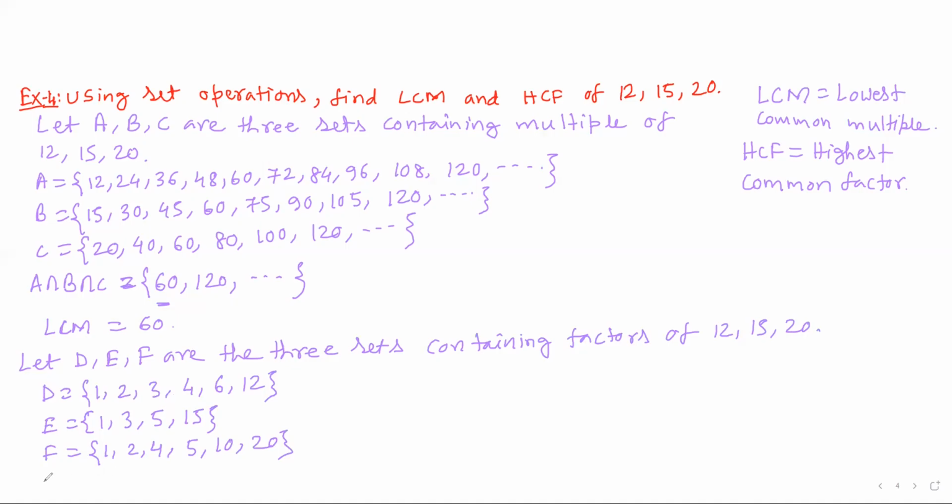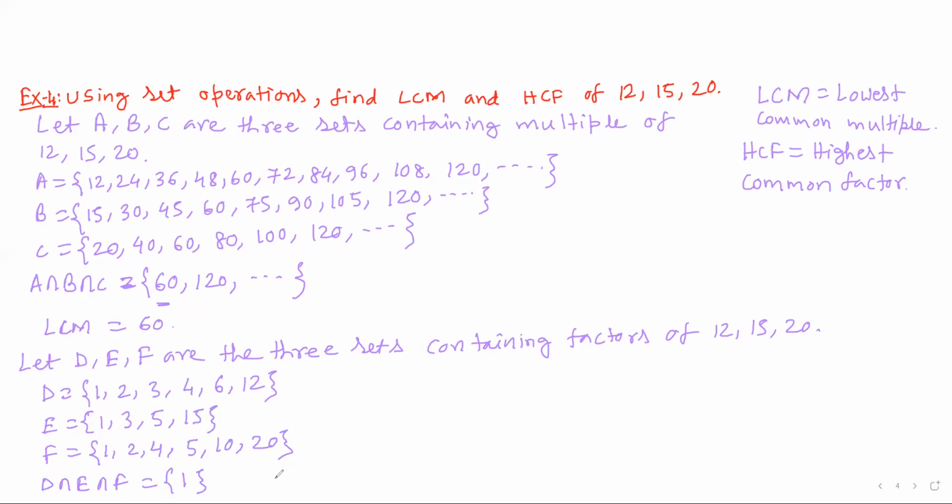So for common factors, we need to calculate D intersection E intersection F. If you calculate the intersection among D, E, and F, then what is the common part of D, E, and F? There is only one common part, that is 1. 1 is the common element in D, E, and F.